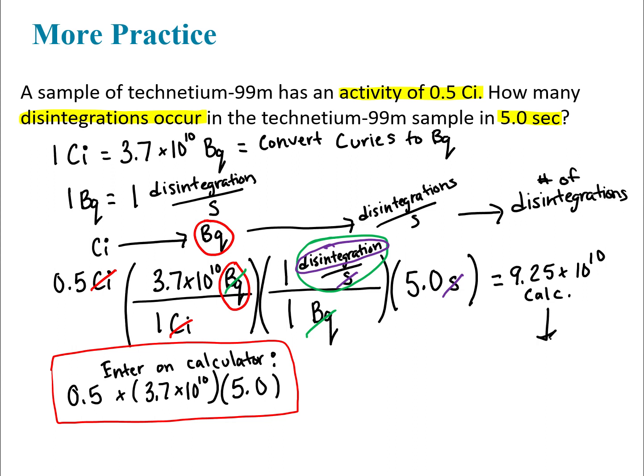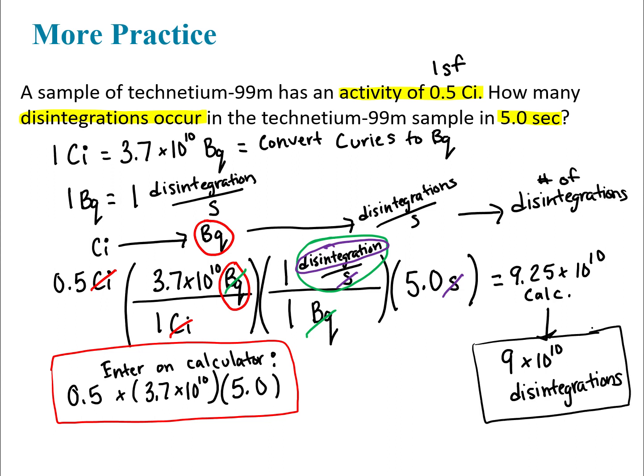But again, we have to worry about sig figs. We've only got one sig fig in our activity. So we've got to report with one sig fig. Again, this is a conversion problem.